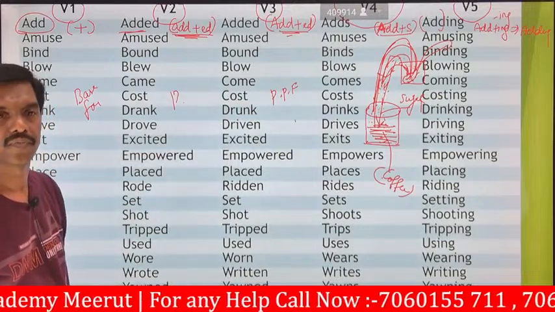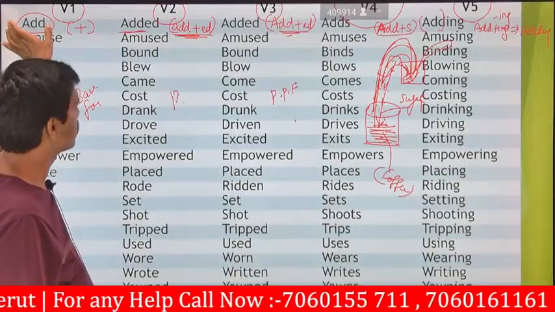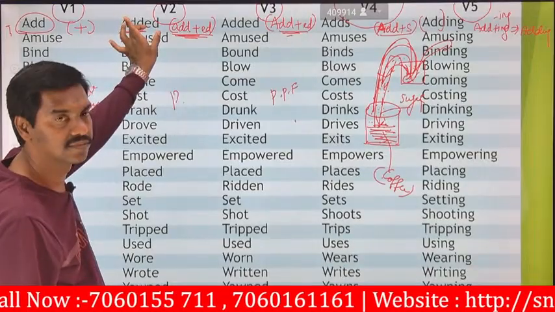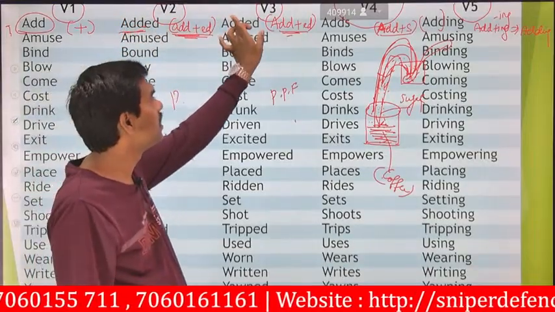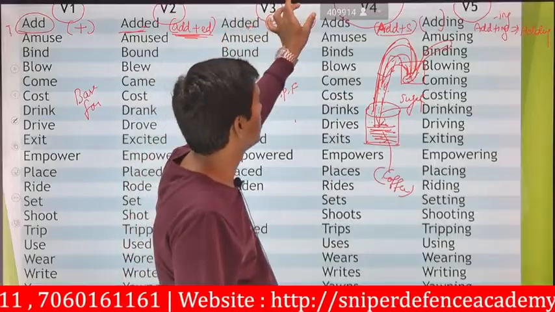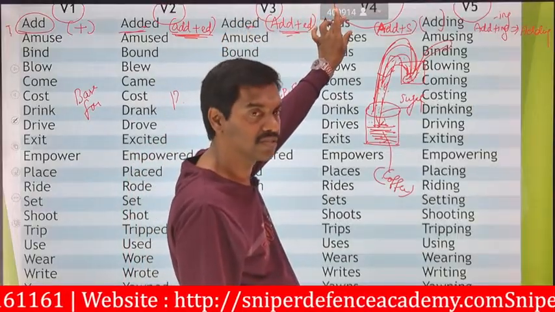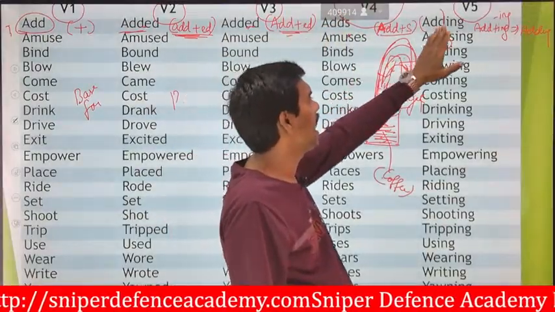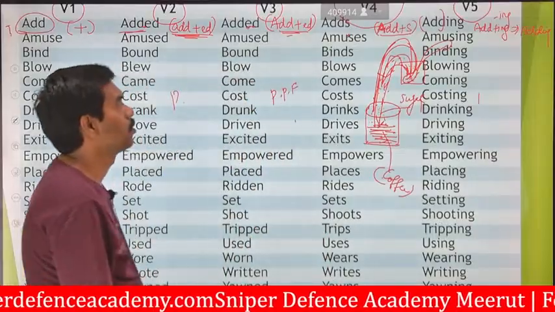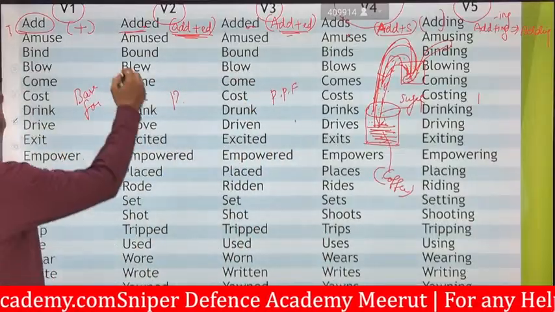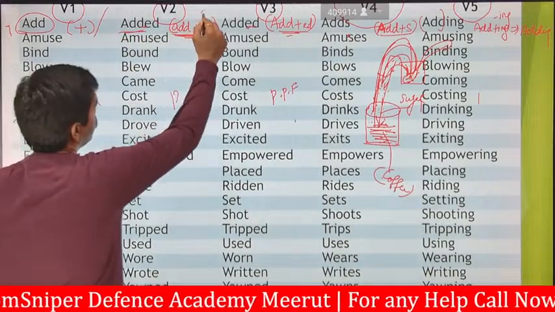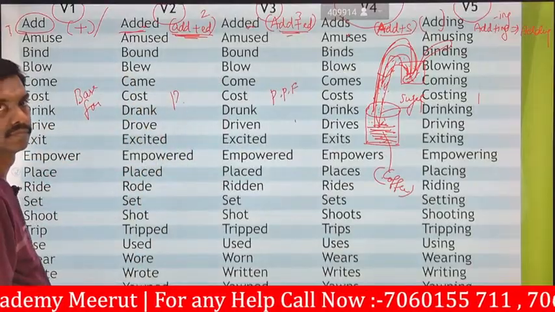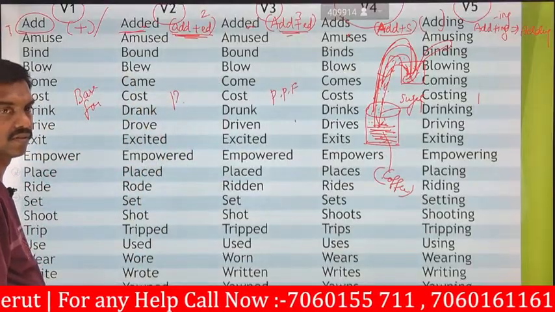So what difference have you found? This is the verb which is given to you. Add. It will be replaced in terms of ed. It will be replaced in terms of ed. It will be replaced in terms of s. S means summation, addition. Just we are going to add all these things. Next, it will be replaced in terms of adding, ing. So this is the first verb.